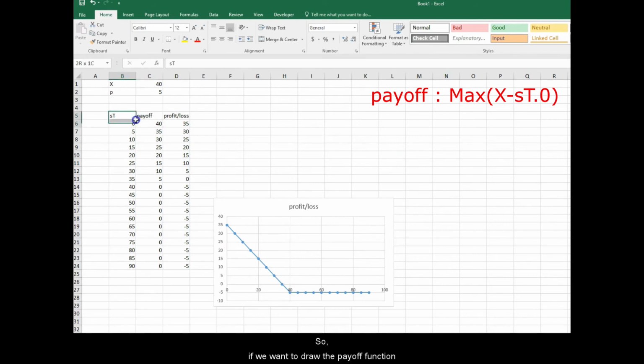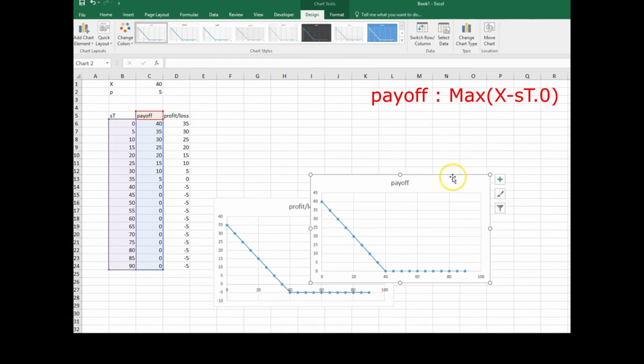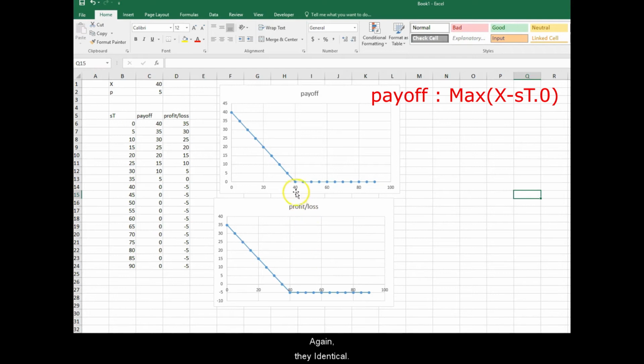If we want to draw the payoff, highlight both columns, insert, recommended chart. Again, they're identical. Here is 40, and if below 40, the put option holder is going to exercise his or her option. The break-even point will be $35. So this is the break-even point, $35.